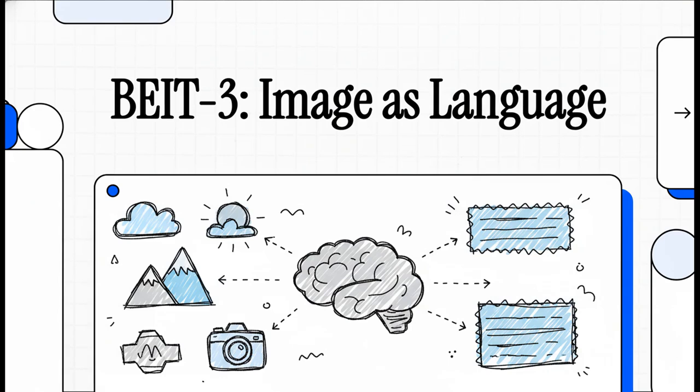Today we're diving into a really exciting new model from Microsoft Research called BEIT-3. And let me tell you, this is a massive step towards a goal that a lot of people in AI thought was still years away. Building a single, unified model that can understand the world through both text and images, kind of like we do. So let's get into what makes this thing so special.